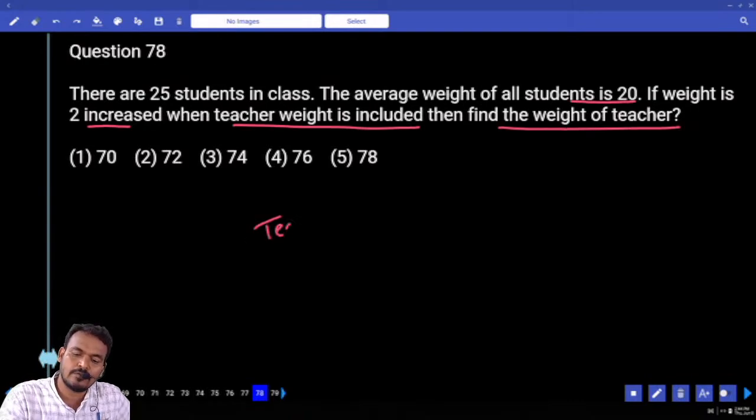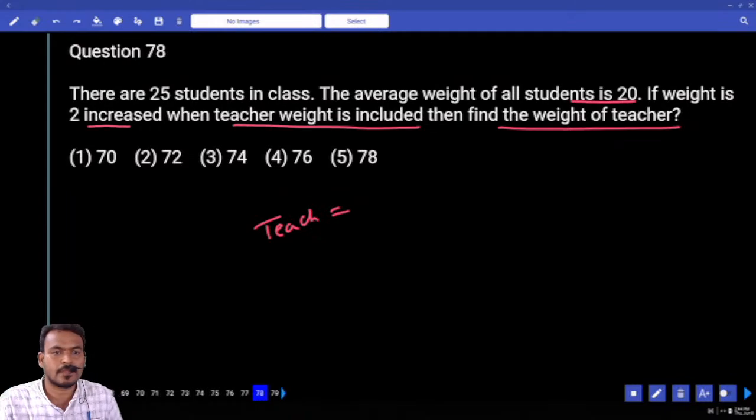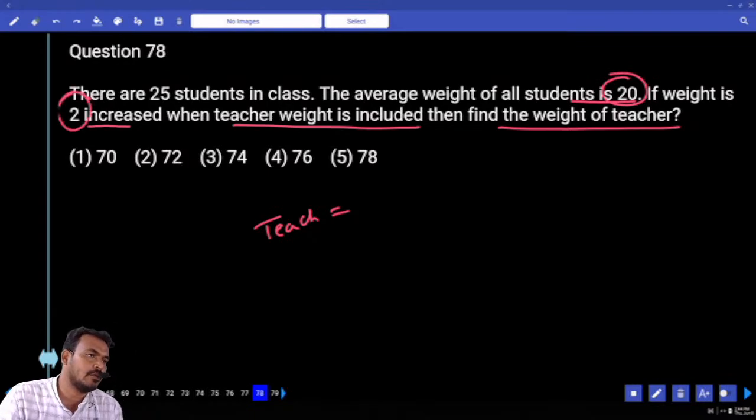We require which one weight? Teacher value. Before adding the teacher, what was the average? 20. After adding the teacher, it will become 22. Means every person's value is increased by how much? 2 increased. Already teacher value 22 plus, out of the 26 persons, only 25 persons' data are changed.